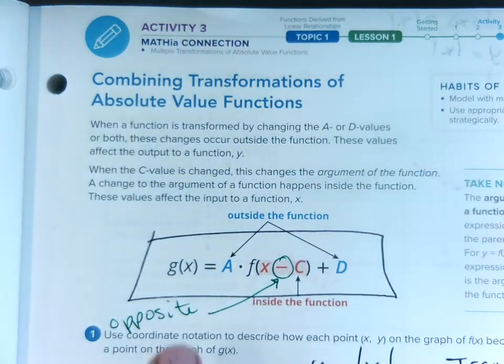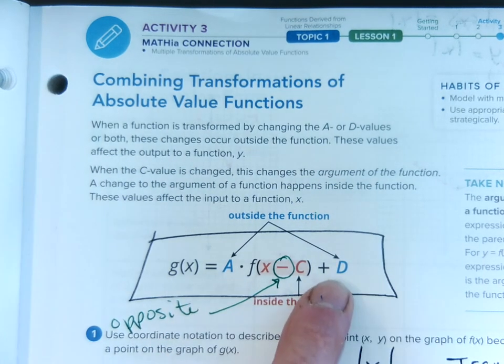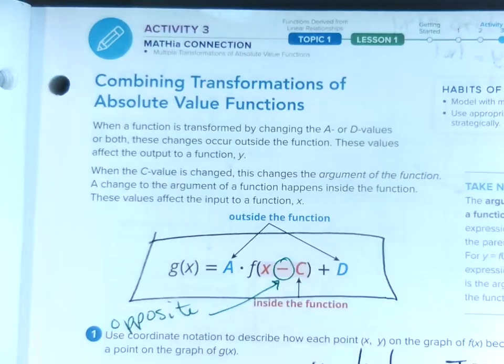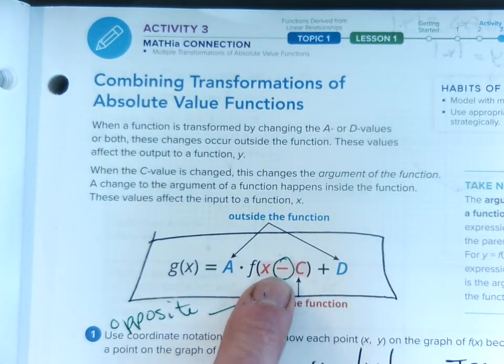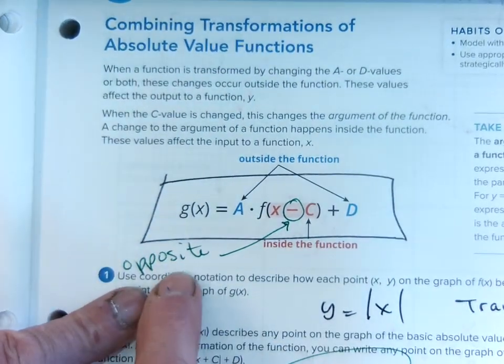So this is a formula. A is the amplitude. It tells us whether it's dilated or a vertical stretch or shrink. D is a translation up or down. It's the number on the outside. Anything on the inside is always the opposite. So if it's a minus, it means the opposite direction. So it's a horizontal shift. So it's an opposite of a horizontal shift.